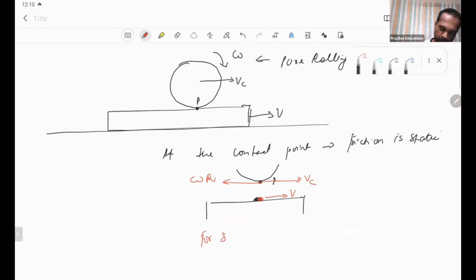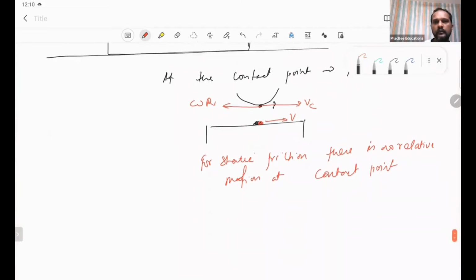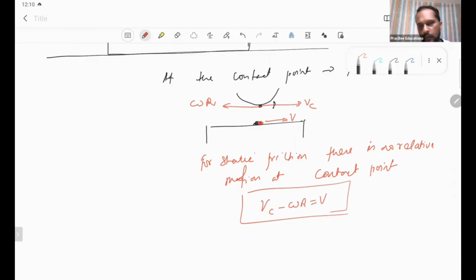For static friction, there is no relative motion. There is no relative motion at the contact point. Got it? So I can say VC minus omega r is equal to V. This becomes the pure rolling condition.